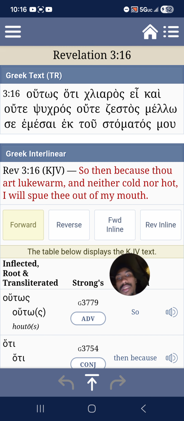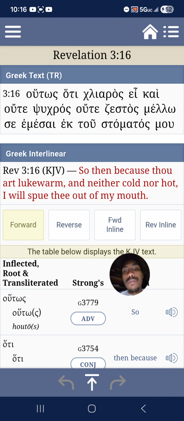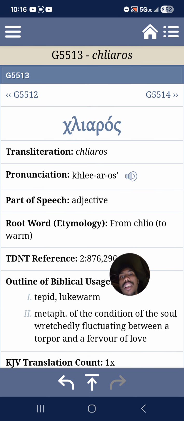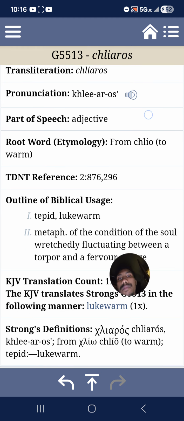Lukewarm is on the fence. You're not fully with the world, but you're not fully with the truth. See? You're on the fence about it. The Lord doesn't want that. The Lord is looking for commitment. You're either going to be 100% for the truth or 100% for the world. Right? You're either down with this or you're not.